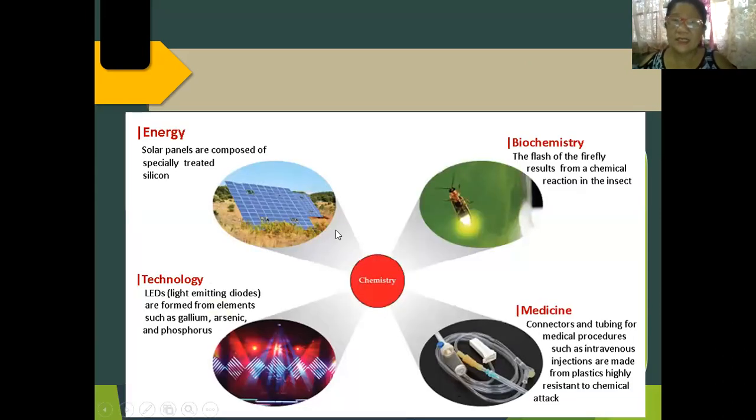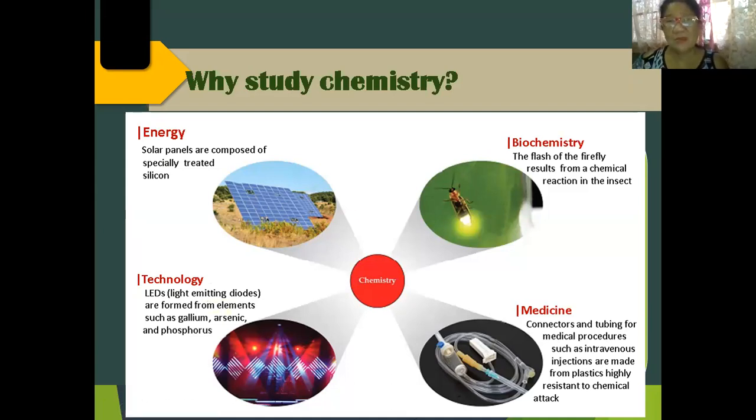Why is it that chemistry is very important? Why do we need to study chemistry? Chemistry is interrelated, and it has something to do with our environment. In what way?